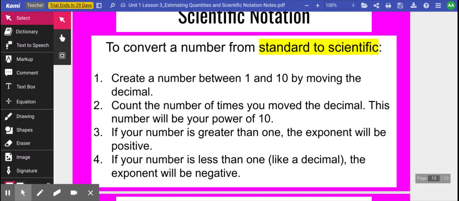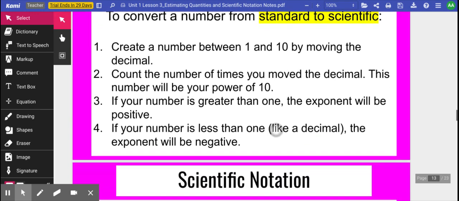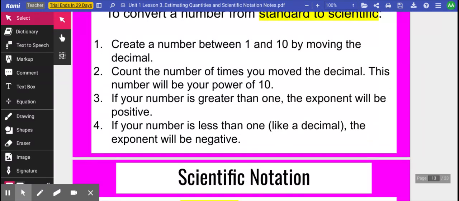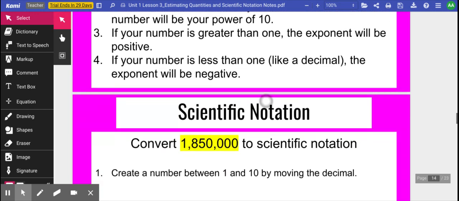So to convert a number from standard to scientific, we're going to create a number between 1 and 10 by moving the decimal. We're going to count the number of times you move the decimal. This is the number that will be your power of 10. If your number is greater than 1, the exponent will be positive. If your number is less than 1, like a decimal, the exponent will be negative.